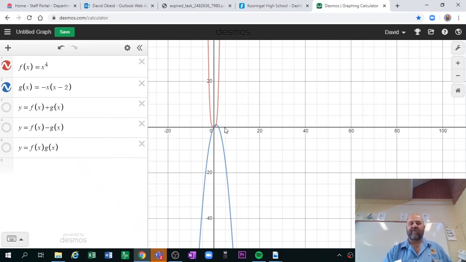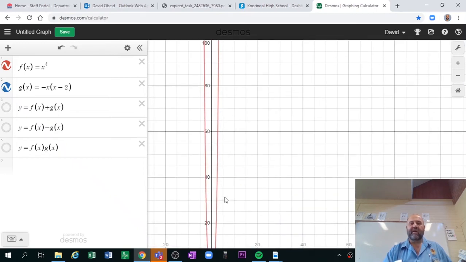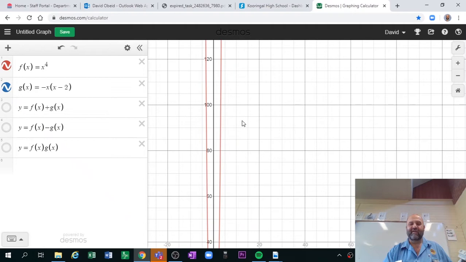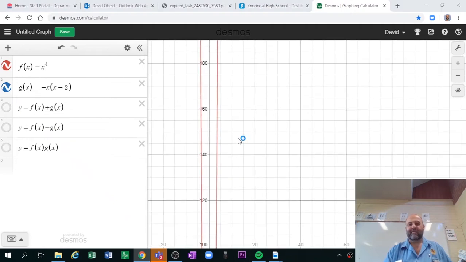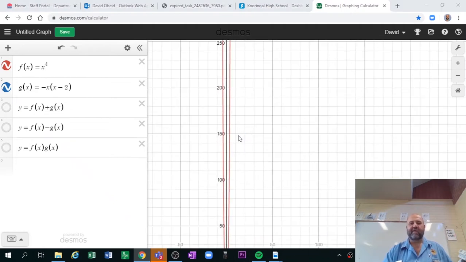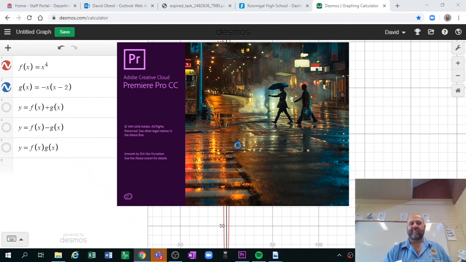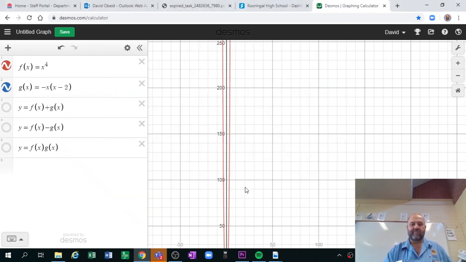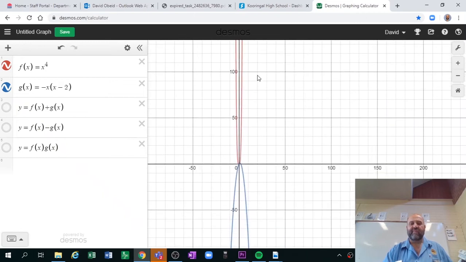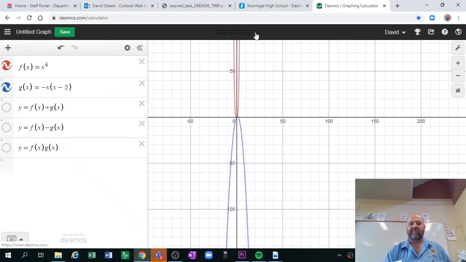For x equals 5, f of x is going to be huge. It's going to be way up here at 625. Take my word for it, x equals 5 to the power of 4 is going to be way up there at 625.